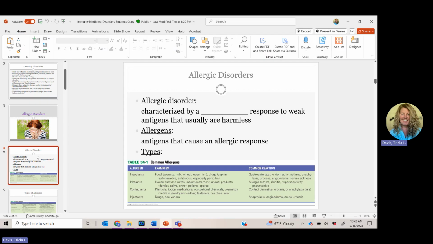Then, of course, we have inhalants. That can be a variety of different things. These are going to be things in our environment, so it could be dust, dander from animals, pollens, fungus, things like that. Then we have contactants, which are going to be our topical medications, some of the occupational chemicals that we might work with, cosmetics, metals inside of jewelry, hair dyes, latex. And then we have injectants, and what falls under that is going to be your drugs and your bee venom.